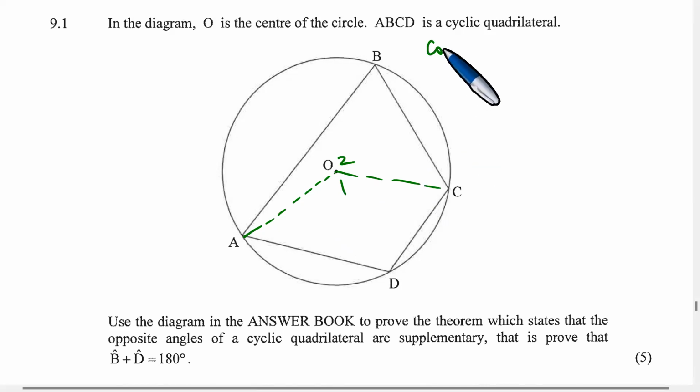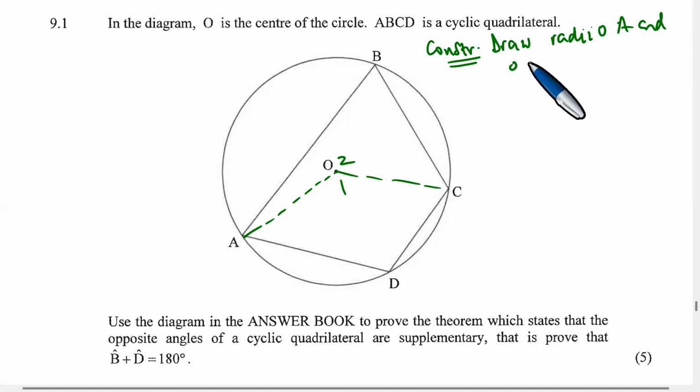Okay, to perform a construction, you need to draw radii OA and OC. And then after that, maybe we can write it anywhere, it doesn't matter. We can do the proof now.